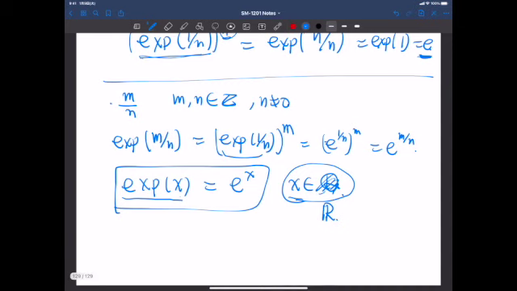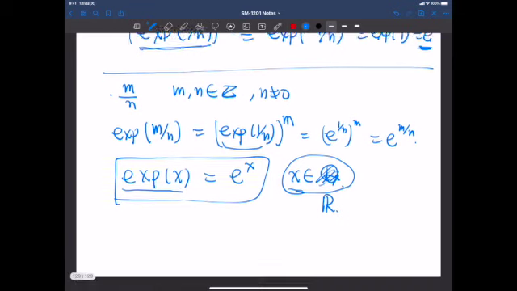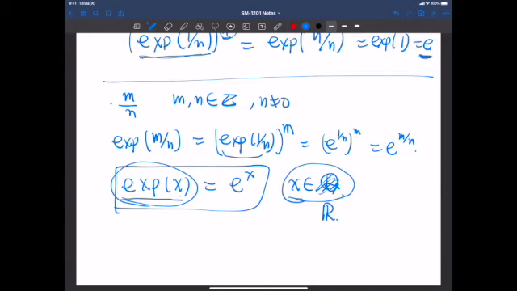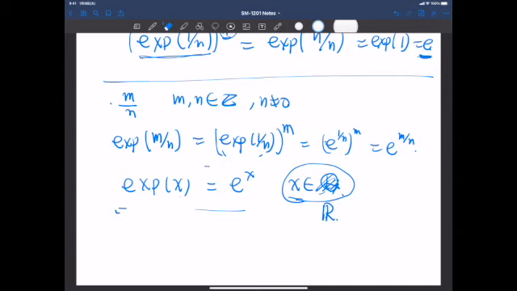That can be done by considering the fact that this function exp of x is continuous. We've seen this is continuous. And any real number can be approximated by rational numbers to any degree of precision. So from this, we conclude that this function, the inverse function of logarithm, is indeed the exponential function with the base of e.